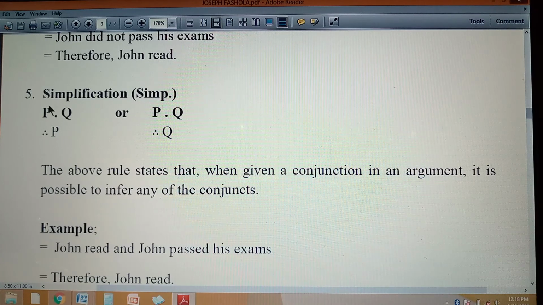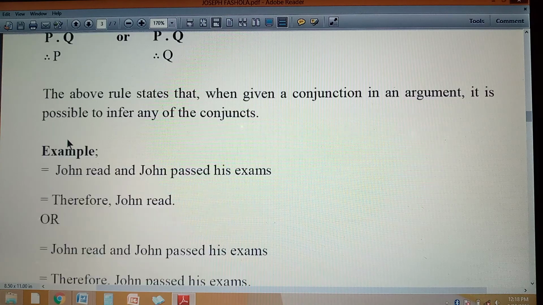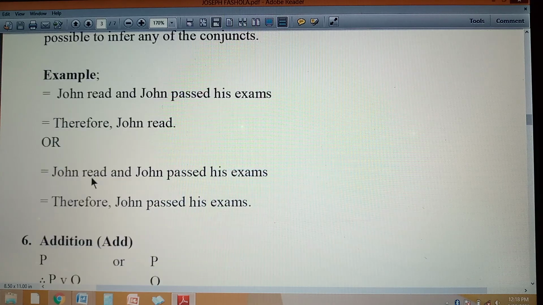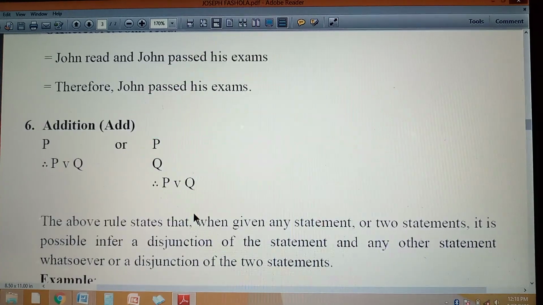That's it. So if you have two statements joined with a conjunction, you can take any of them. Mind you, they must be joined with a conjunction. It is only a conjunction that can be simplified, and then you take any of the conjuncts. So: John read and John passes exams. Therefore, John read. Or: John read and John passes exams. Therefore, John passes exams.